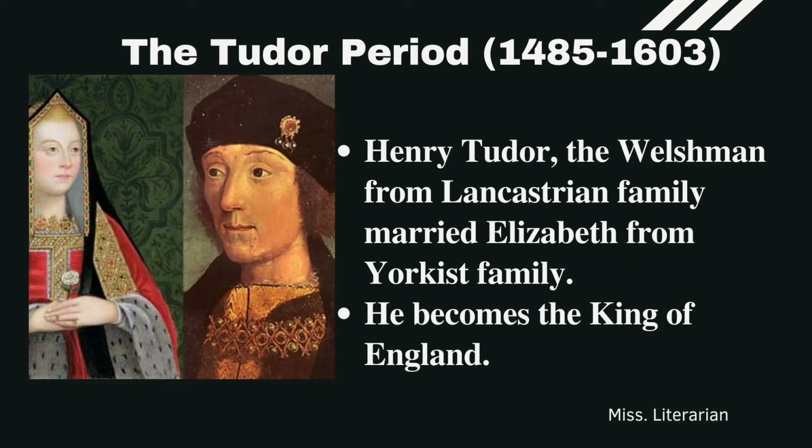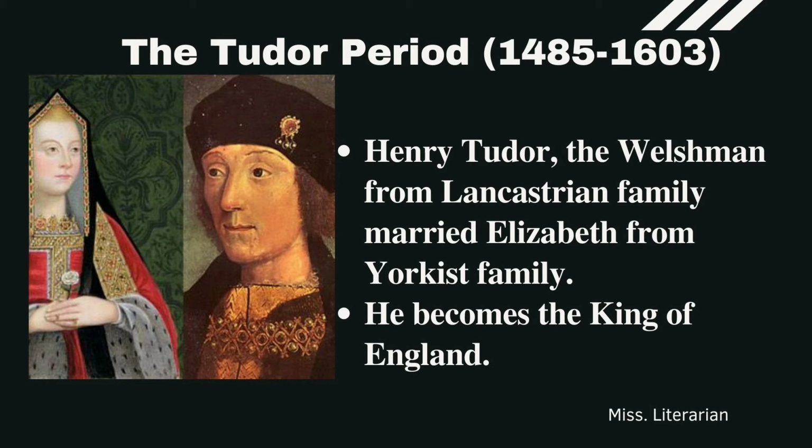The third part of this video is the Tudor period. It is from 1485 to 1603. Henry Tudor is a Welshman who is a descendant of the Lancastrian family, and he got married to Elizabeth, who is a descendant of the Yorkist family. Thus, the Tudor dynasty was a result of the union between two rival families which claimed the English throne.